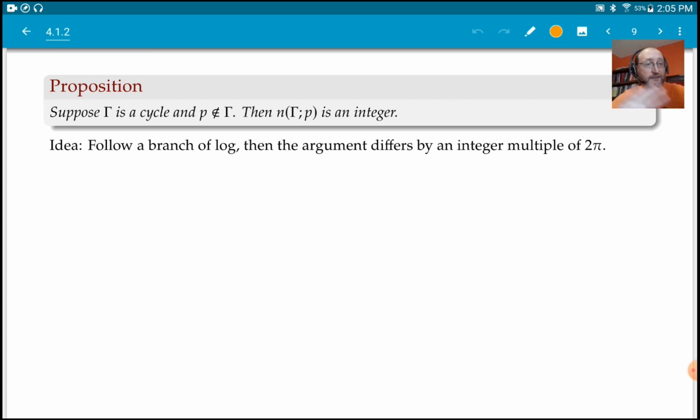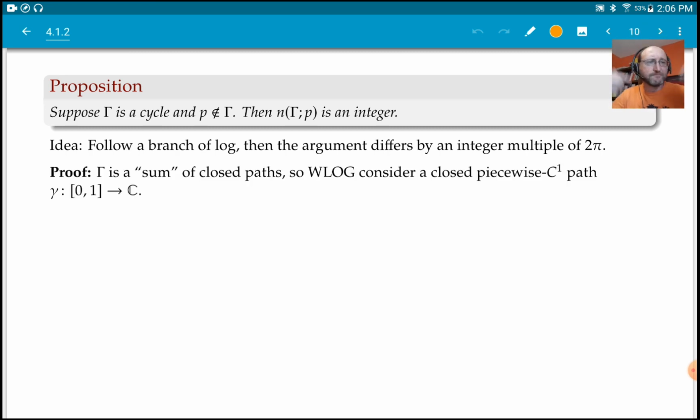So gamma is some compact set, and its complement has a bunch of components. For example, if it's a circle, it's the inside of the circle and the outside of the circle. And so n of gamma and p is going to be an integer on each one of those components. That's basically what we want. Now, what's the idea of this proof? We're going to follow a branch of the log, changing the log at different points, and then we apply the fundamental theorem of calculus on little pieces of our path. We'll notice that once we get back, we're going to be at some other branch of the log at that point, and so the argument is going to differ by some integer multiple of 2 pi.